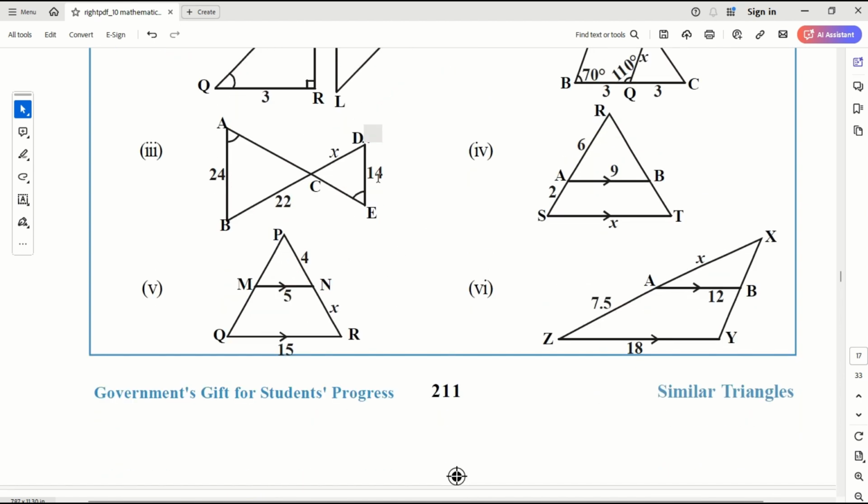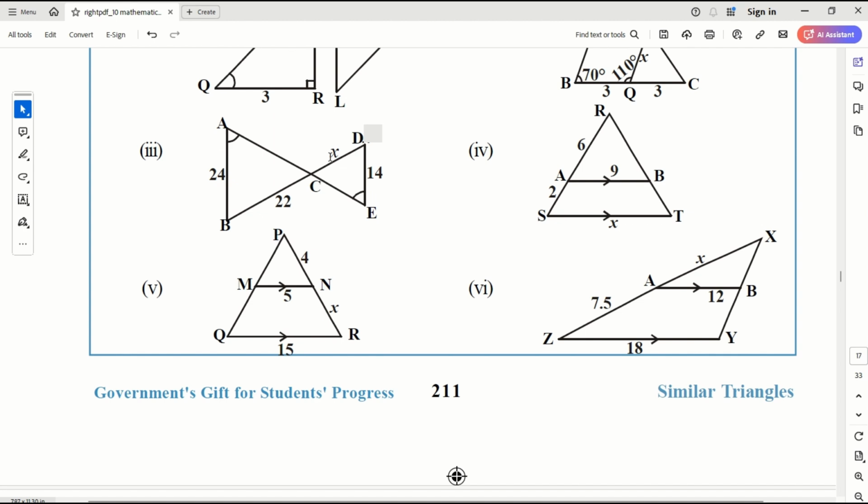Similarly here, these angles are same and these two angles are same, we know already. Two intersecting lines, these two angles will be the same. So by angle criteria, they are similar triangles. Now let's check the corresponding sides. 14 by 24 equal to x by 22.